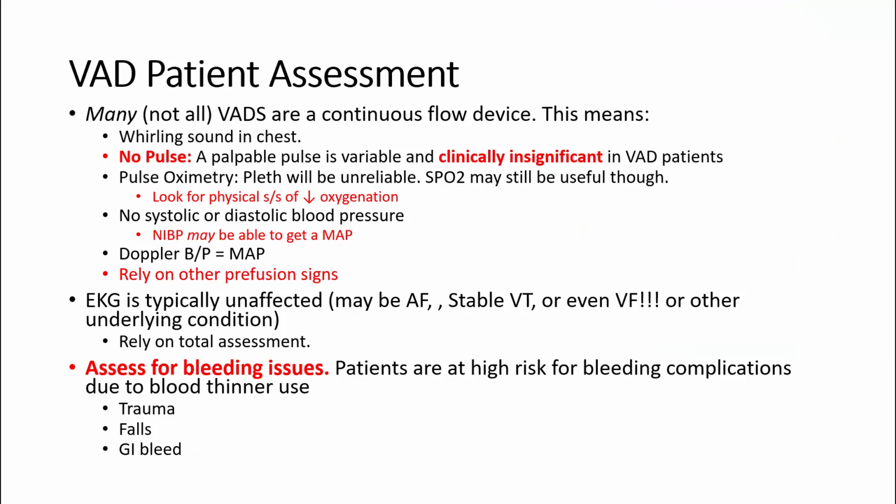So here are some other things. As I said, it's a continuous flow device. That means you'll have no pulse, so you're looking for the whirling sound. You won't have an organized pleth, because again, you don't have a pulsatile flow of blood. But the pulse ox itself, because it's measuring oxygenation, will be useful. You probably won't get diastolic and systolic blood pressure. If you do, they'll both be low and close together. But a MAP, a mean arterial pressure, you may be able to get off the Zoll.